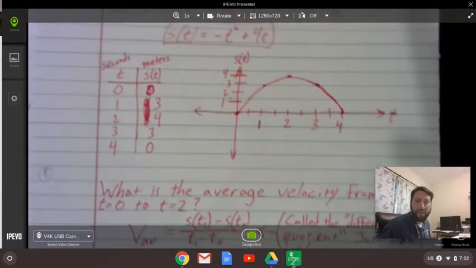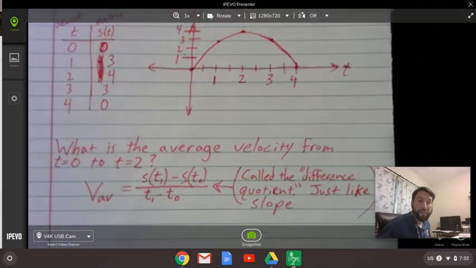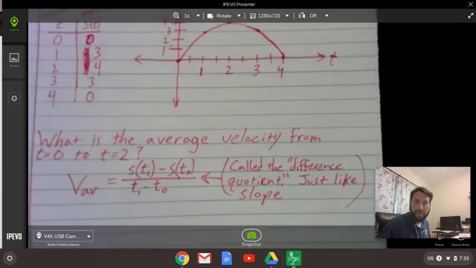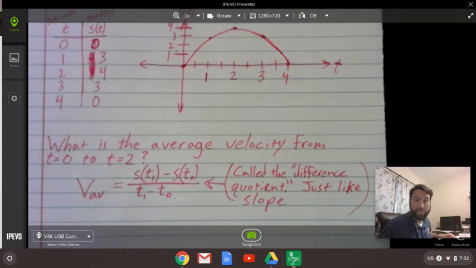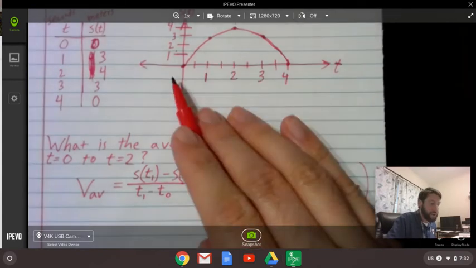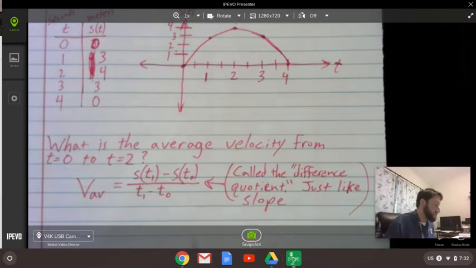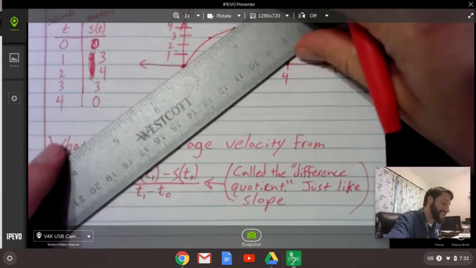Now, we kind of start getting into a little bit of calculus here. It says, what is the average velocity from t equals 0 to t equals 2? So for velocity, if you have a position function, velocity is basically the slope. It's the rate of change. That's what that actually means. So to find that, I just need to find the slope from where t equals 0 up to t equals 2. So basically, I'm looking for a secant line.